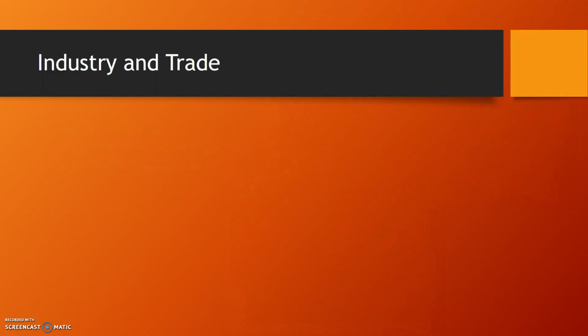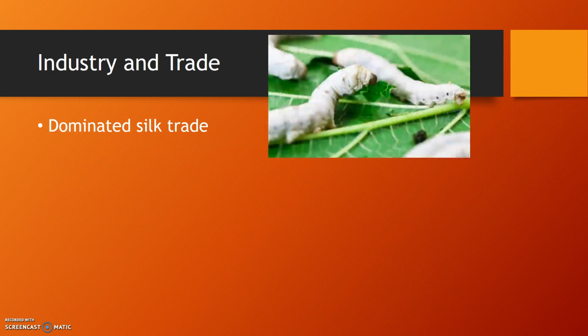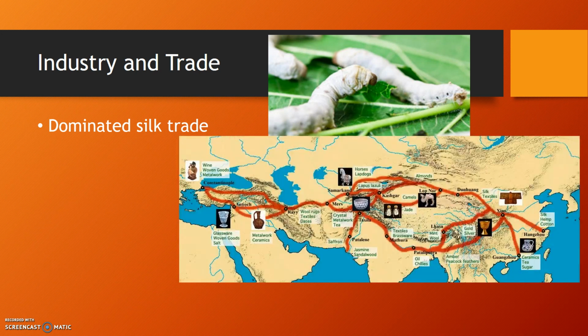All right, industry and trade. The big trade for them was silk. They dominated the silk trade by stealing silkworm breeding techniques from China. It was actually smuggled out of China by monks. So they no longer needed to rely on Chinese silks in order to make that the hot commodity in the Eastern Mediterranean. And you see here's Constantinople, and that was at the western end of the Silk Road.